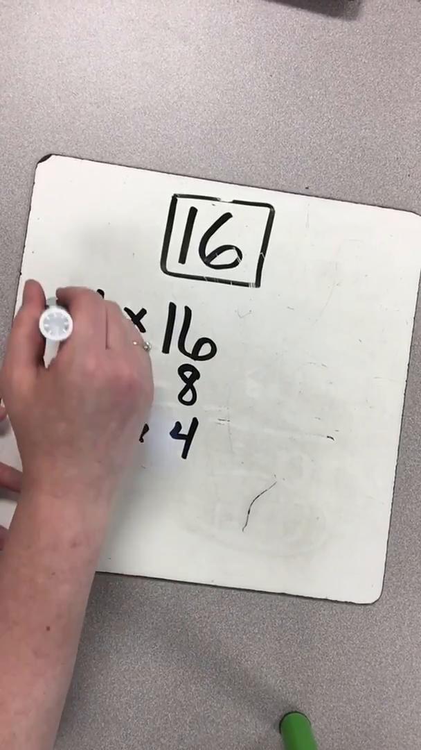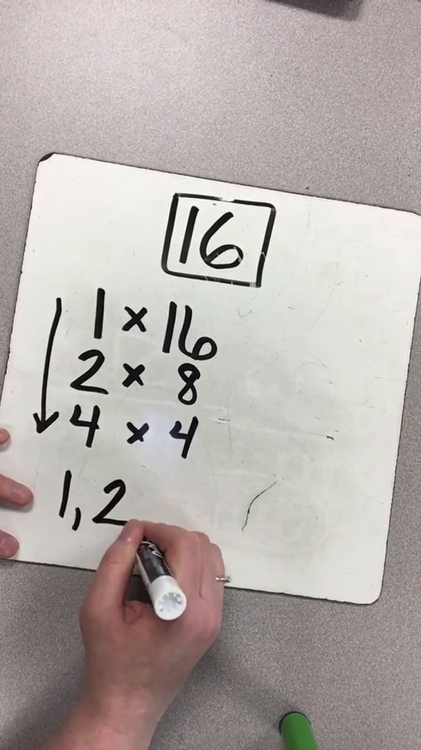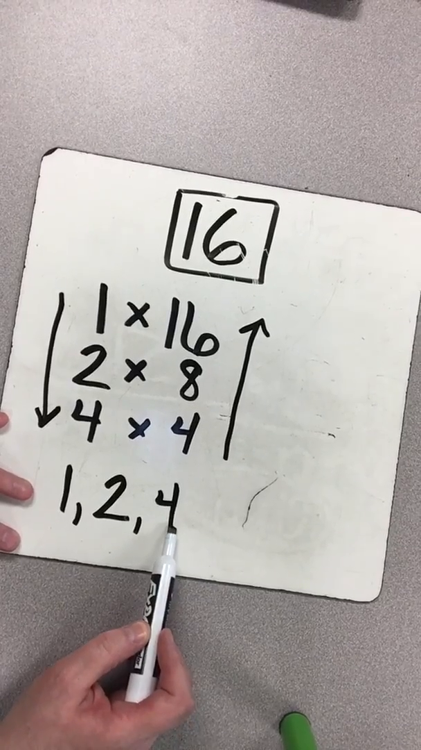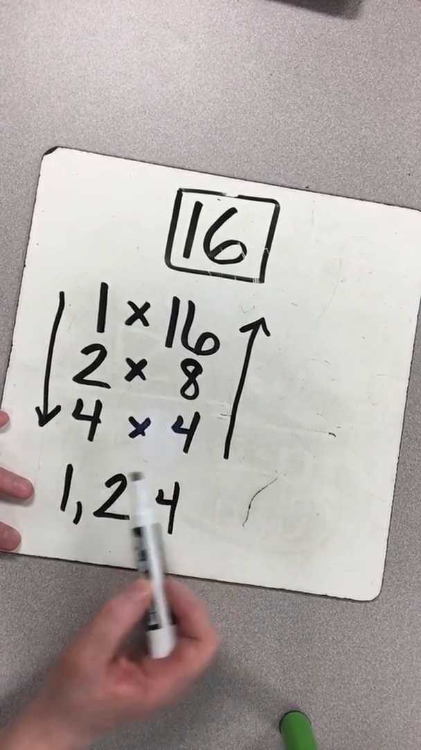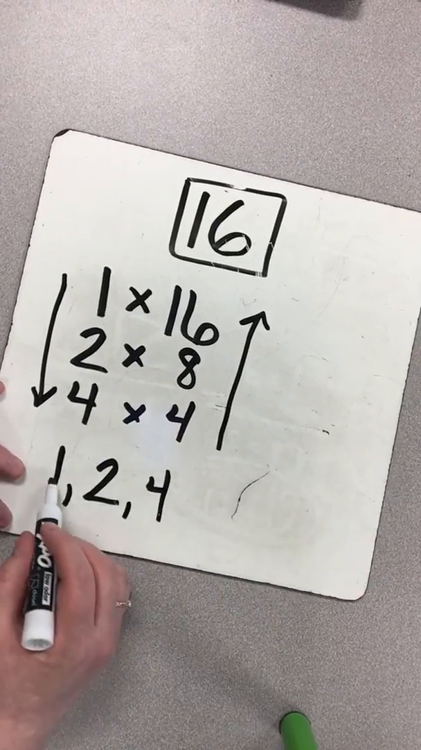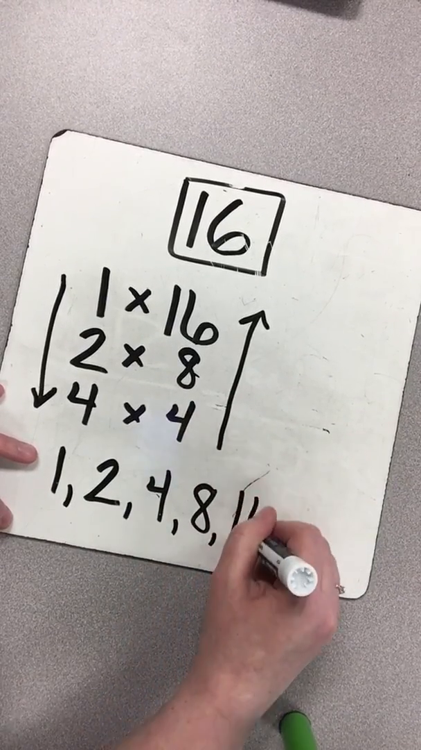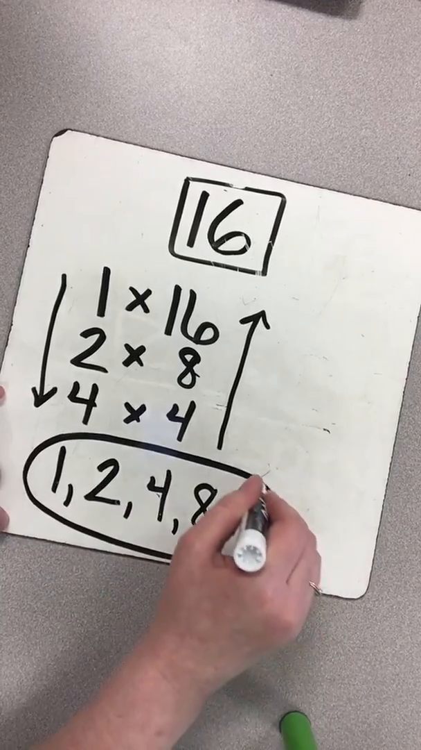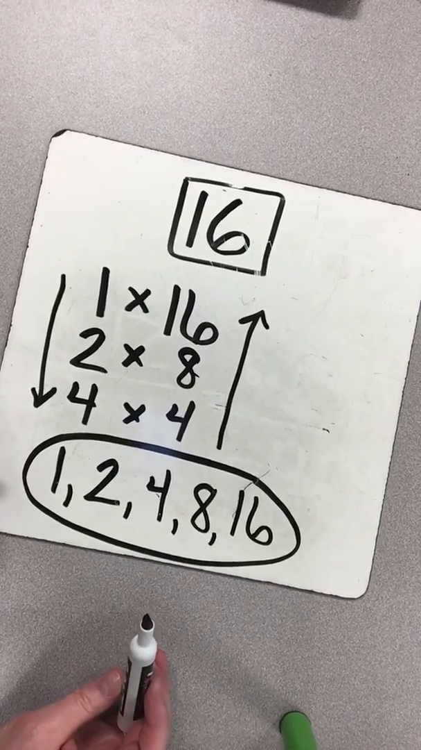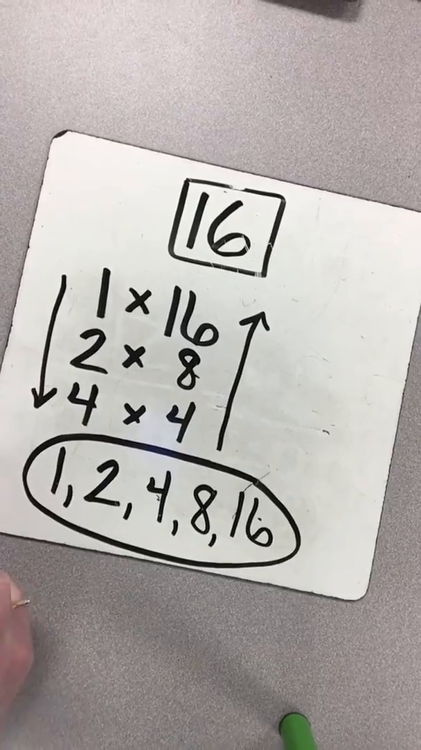Now, like Mrs. Kemp just showed you, we're going to write these down in numerical order. So I have 1, 2, 4. Then I go back up this way, but I already wrote 4 here. I don't need to rewrite it. We don't say 1, 2, 4, 4. If we were counting, we wouldn't say 1, 2, 3, 4, 4. So I have 1, 2, 4, then my next numbers, 8 and 16. What are those numbers called? Factors. If I were to say how many factors of the number 16 there are, you would tell me there are 1, 2, 3, 4, 5. There are 5 factors of the number 16.